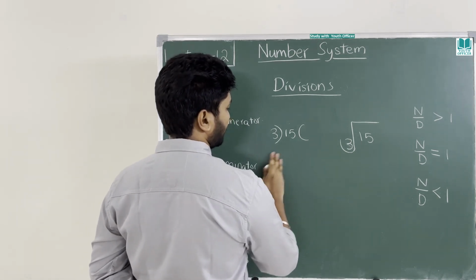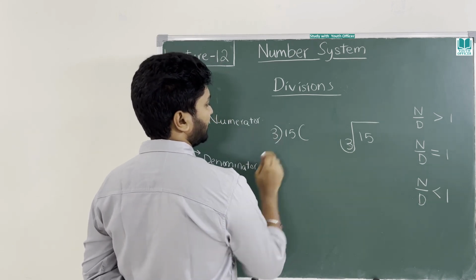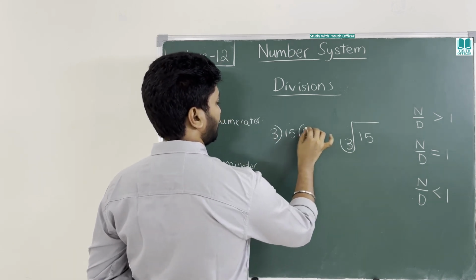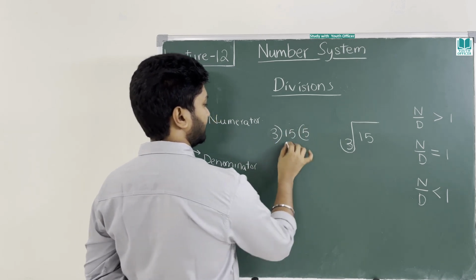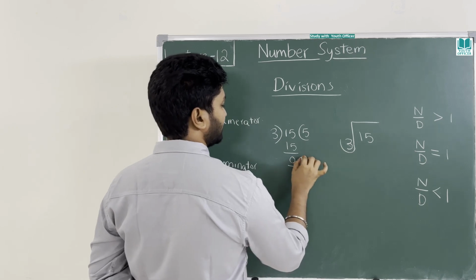What is left to right? I'll tell you later on. When you get 15, 5 times of 3 will give you 15. This is 0. This is the remainder.